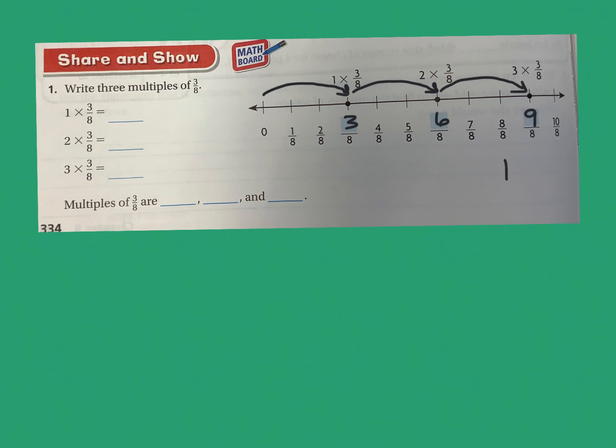So 1 times 3 eighths is 3 eighths. 2 times 3 eighths is 6 eighths. And notice again, 2 times 3 is 6, so that's helpful. 3 times 3 eighths is 9 eighths. Notice 3 times 3 is 9. So multiples of 3 eighths are 3 eighths, 6 eighths, and 9 eighths. Hopefully these pieces are falling into place.